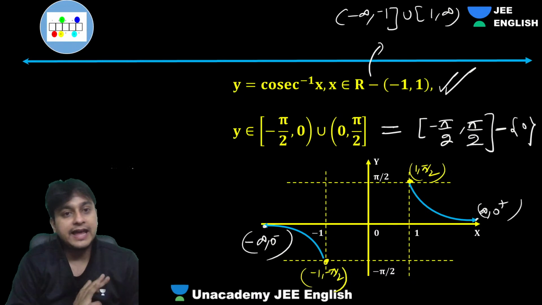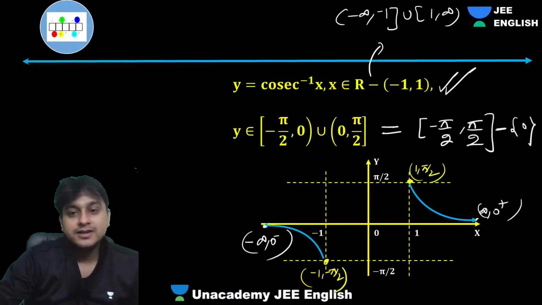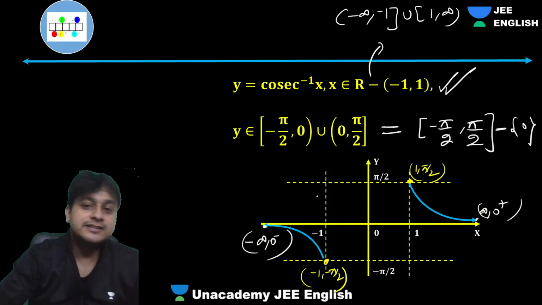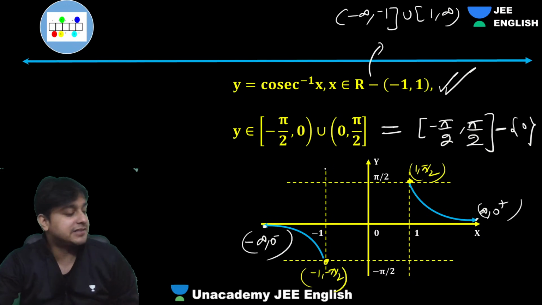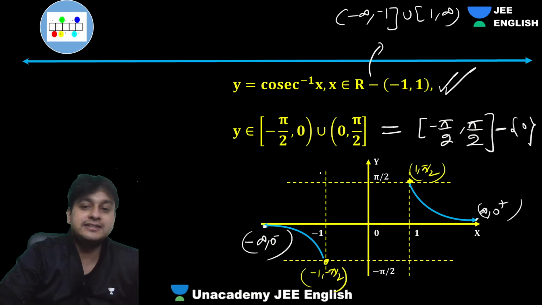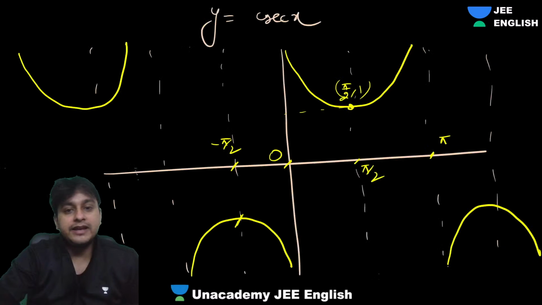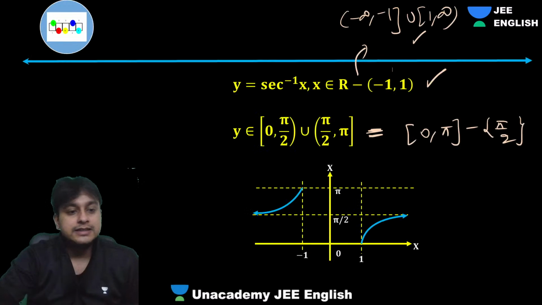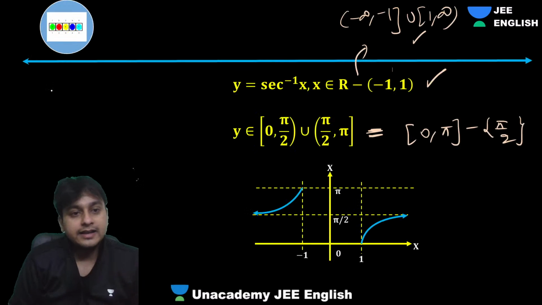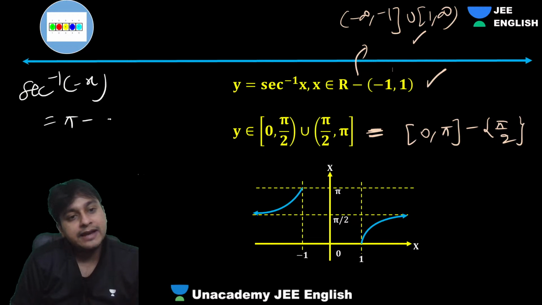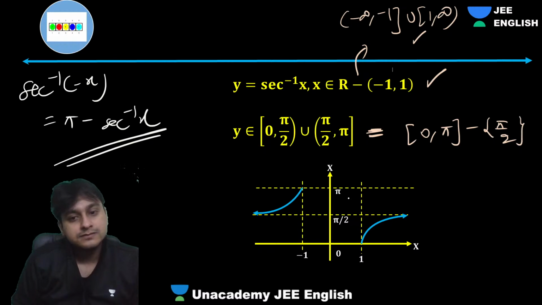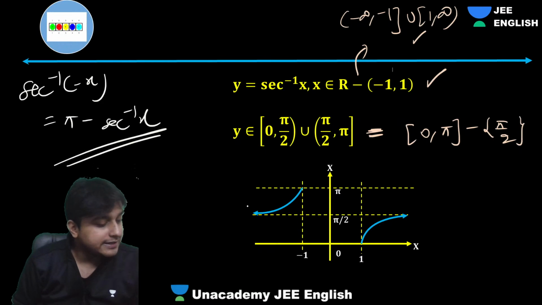Okay, so I have given every piece of data to you now. Understood? So this is the graph of all the 6 trigonometric inverse functions. You can see from here, in cot, cos, sec, what was happening? In sec, sec inverse of minus x will be pi minus sec inverse x, because this is x and this is minus x.